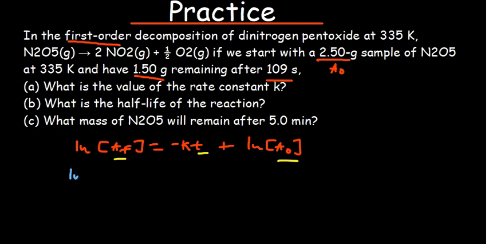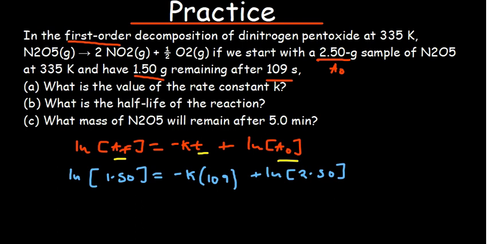So the natural log of the final concentration, which we are told was 1.50 after 109 seconds, equals negative kt, our time was 109 seconds, plus the natural log of the initial concentration, which was 2.50. So I can take it to the other side so that it becomes the difference between 1.50 and 2.50, which equals negative 109k.